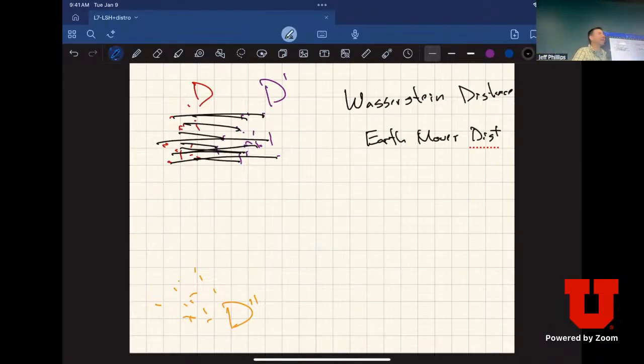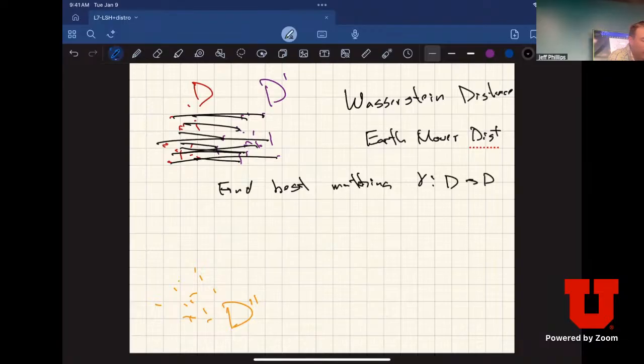And so he's trying to figure out the best way to move his troops from one distribution of troops, the current situation, to another distribution of troops. And so they were studying these Wasserstein, or the Earth mover's distances. And so what you do is you find the best matching. We call this gamma, which is a map from D to D prime.